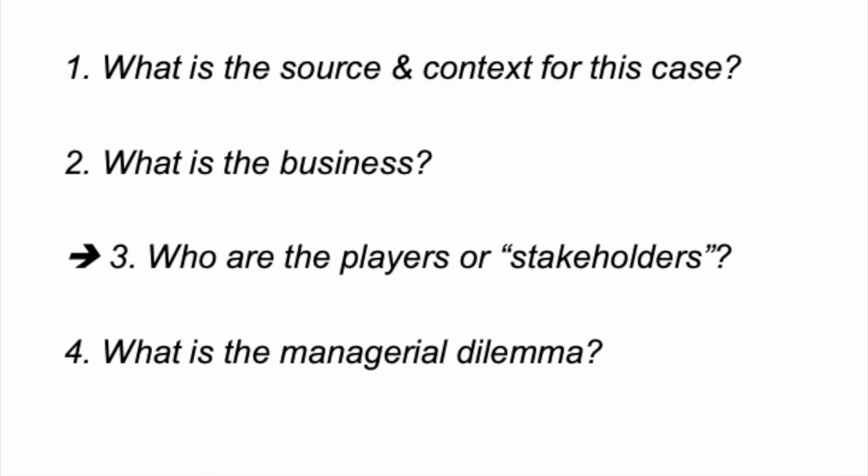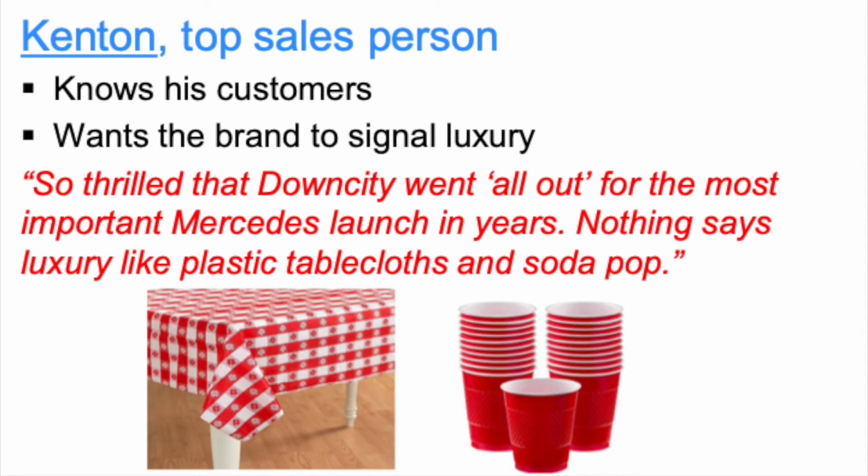Next slide. Now it's time to ask, who are the players or the stakeholders? Next slide. Kenton is the top salesperson at Down City Motors. His boss, Tyson Beck, the manager for sales at the Mercedes dealership, thinks Kenton is great. Kenton helps him make good sales numbers. Kenton knows his customers and wants the brand to signal luxury.